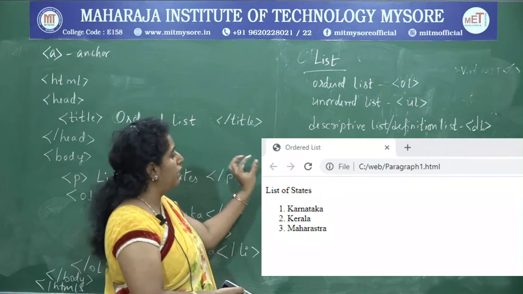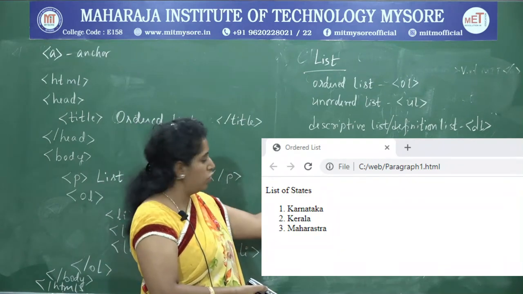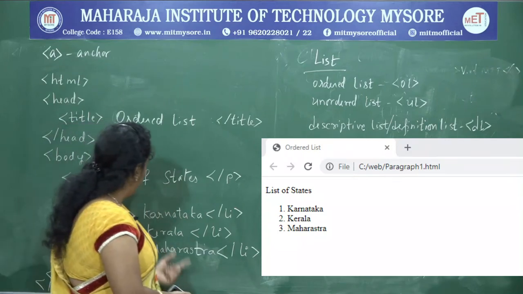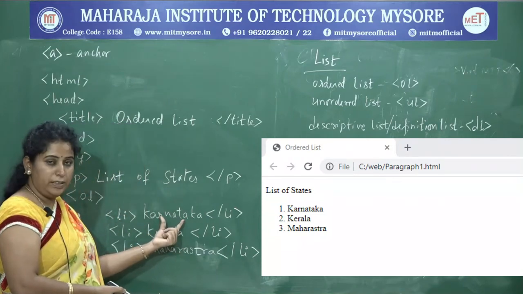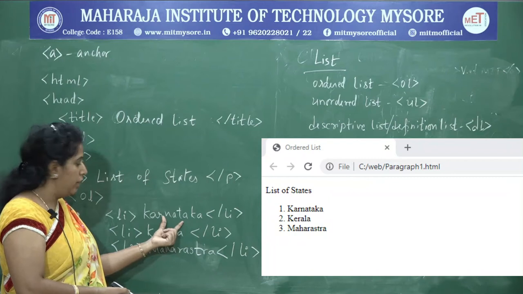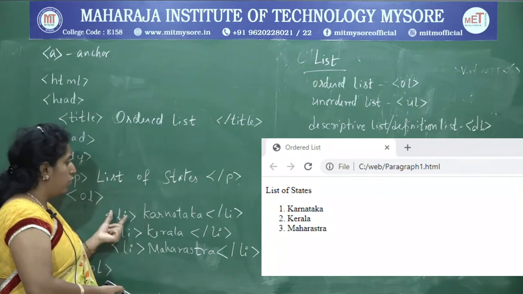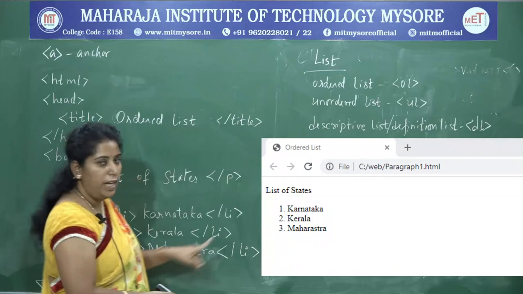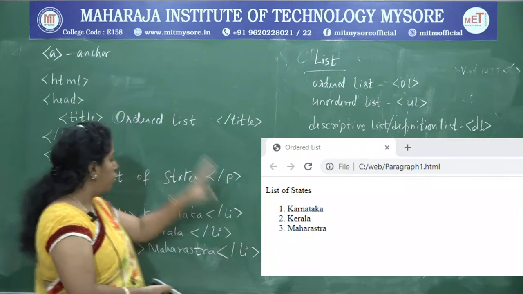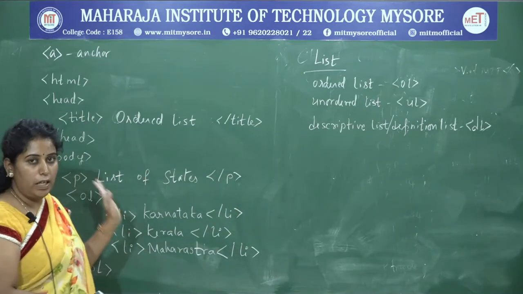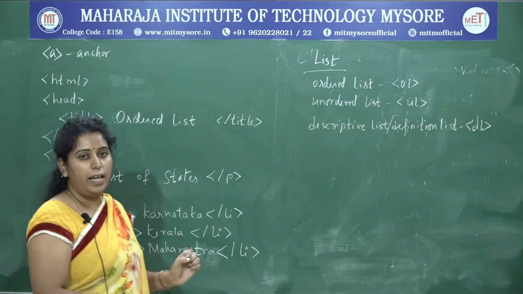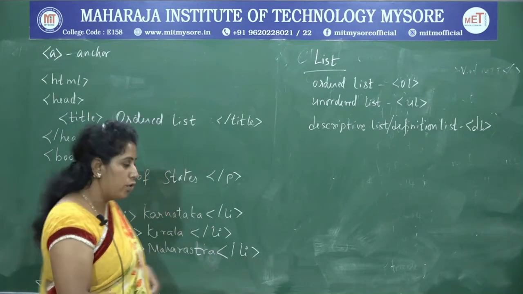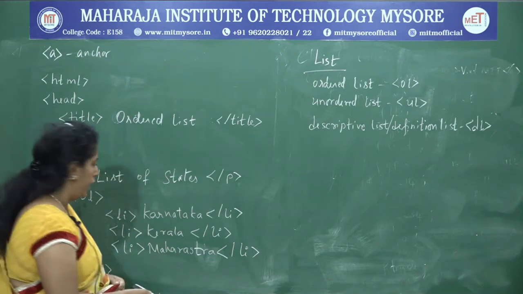First, the message printed is list of states, since I have given it inside a paragraph. Then you can notice the first item in the list is Karnataka. I have used an ordered list, so the number is 1. The second one is Kerala, and the third one is Maharashtra. So this is how you can make use of an ordered list in order to order the items in the list.